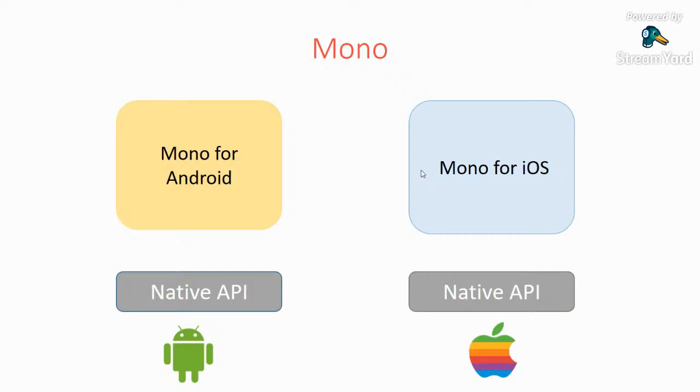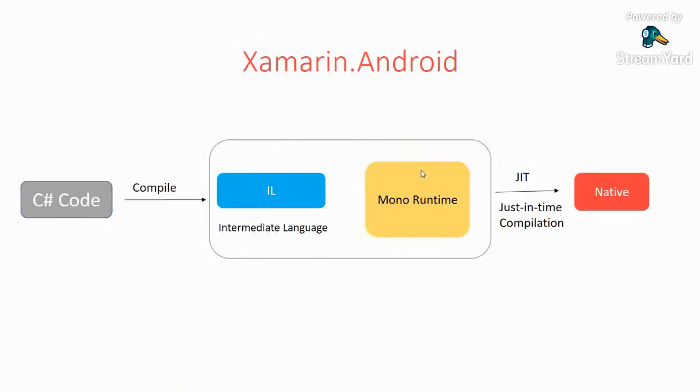Okay, next, let's go deeper into Mono for Android. How does Xamarin Android exactly work? If you write the code in C Sharp, the compiler will create the intermediate language code under the Mono runtime. With the Mono runtime, it will generate the native API code with the use of JIT, just-in-time compilation. This is the flow of your C sharp code to the native Android code.